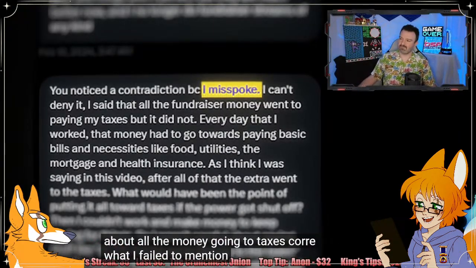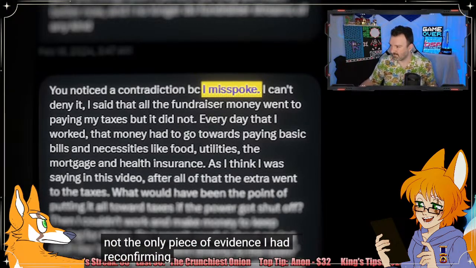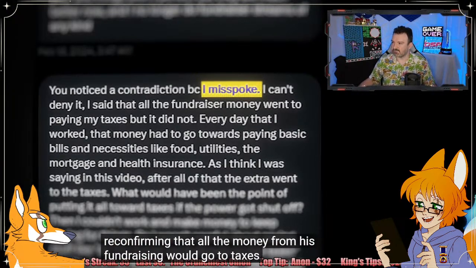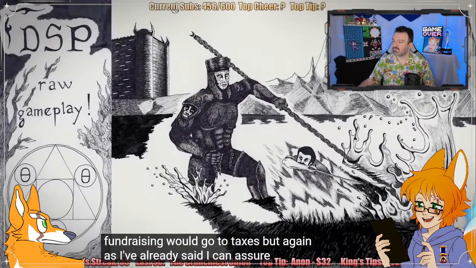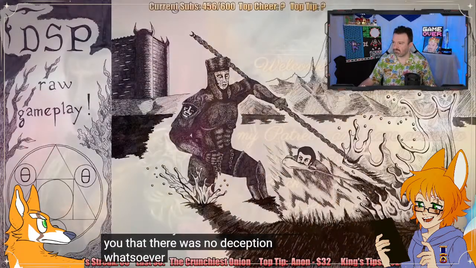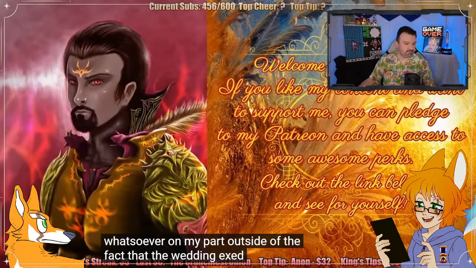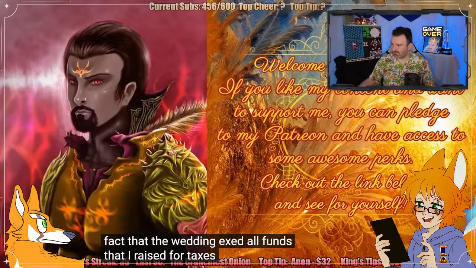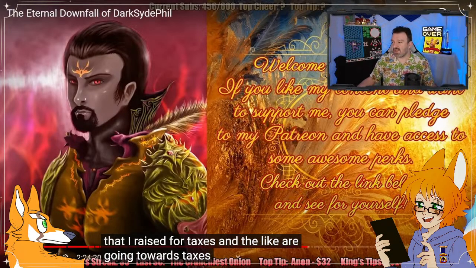Correct. What I failed to mention was this was not the only piece of evidence I had reconfirming that all the money from his fundraising would go to taxes. But again, as I've already said, I can assure all of you that there was no deception whatsoever on my part outside of the fact that the wedding existed. All funds that I raised for taxes and the like are going towards taxes. Not in the back of my head.